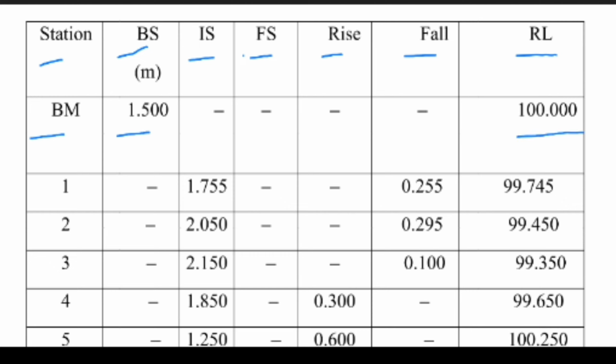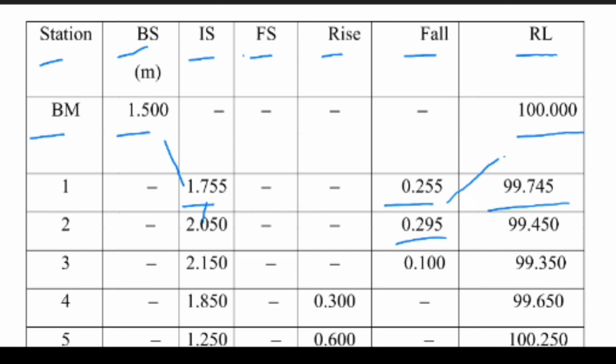So next one, intermediate sight, you have to write the difference between intermediate readings, already you have calculated in the above table. The difference between this, you got a greater value, positive value, so that's why we have written it in the fall column. And we need to calculate RL. So what you are going to do, RL minus this, 100 minus this, if you do, you will get this value. Same way, this difference between this, you will get an answer.